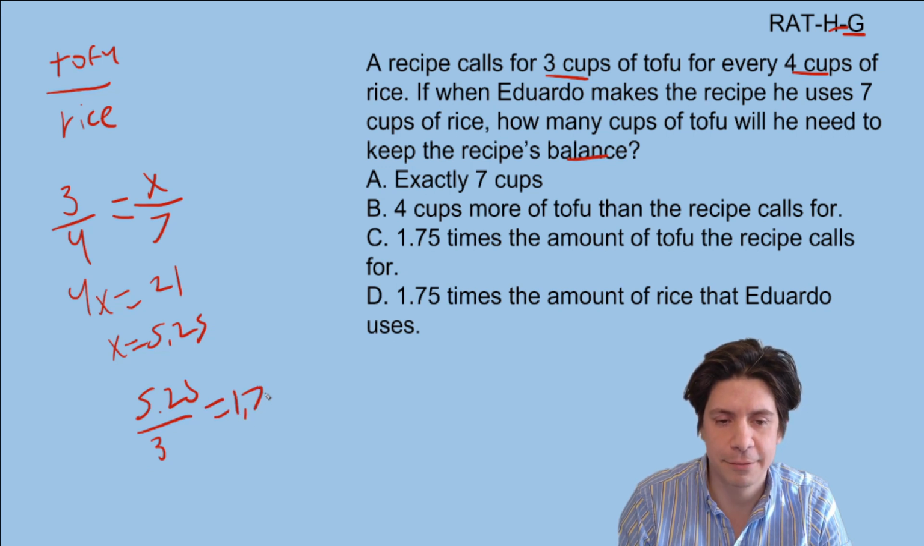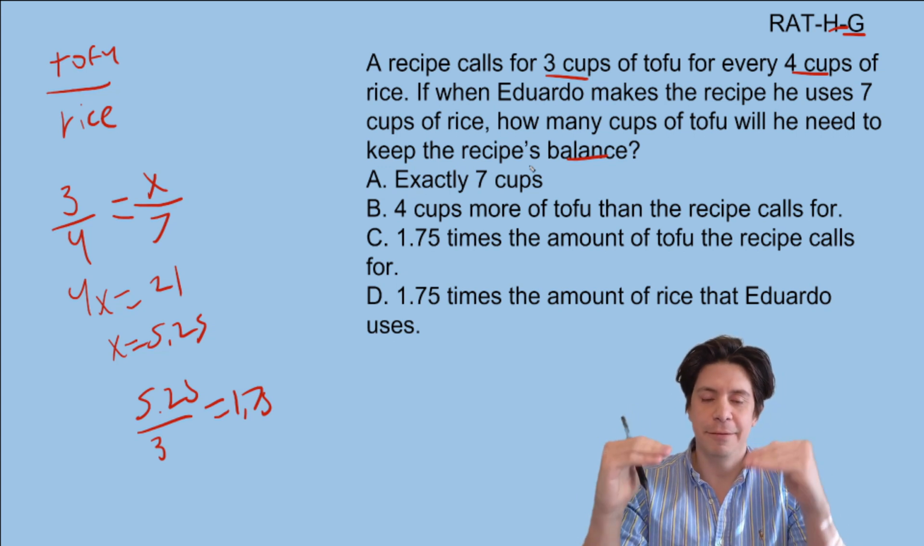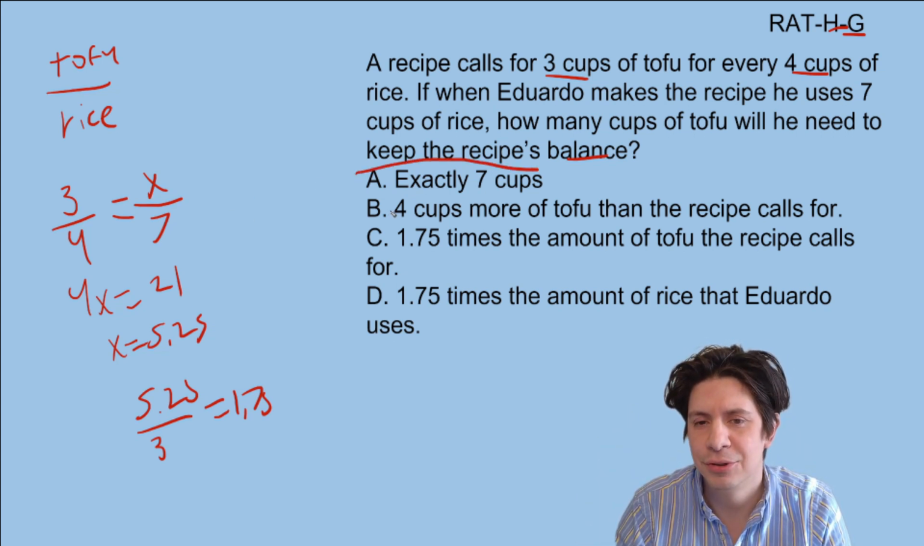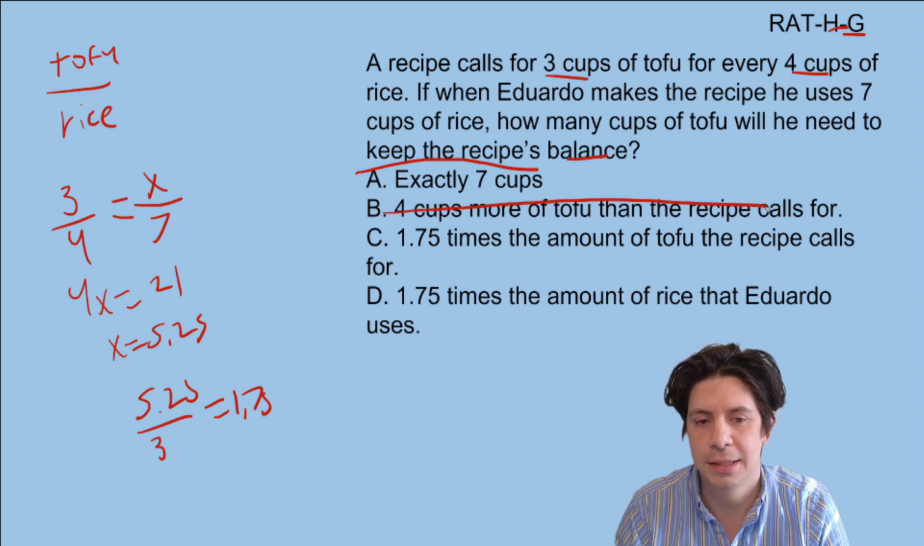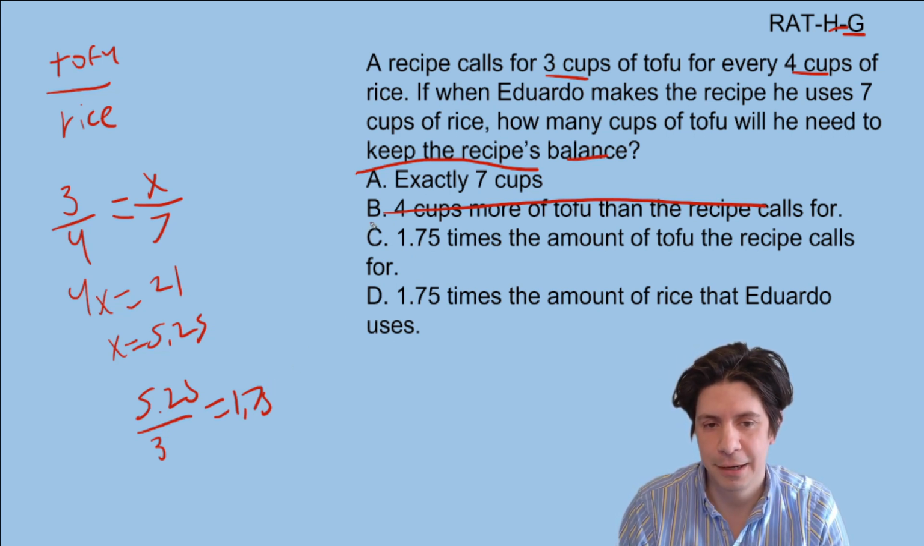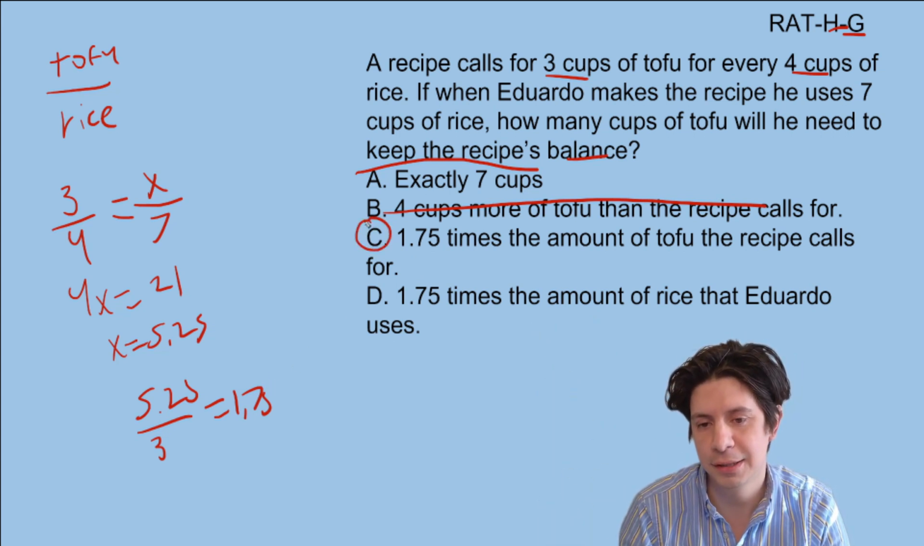equals 1.75. So the issue with A, right, is that you're not understanding. You're thinking they're balanced by having them be 50-50. That wouldn't work, right? The issue with B is you're just adding 4 cups of tofu to get to 7. No, that's not going to make sense. So it's going to be C, right? Because that's where you're doing the 1.75 to get it. Proportions are about multiplying and dividing, not about adding or subtracting. And D would be misreading by doing rice.